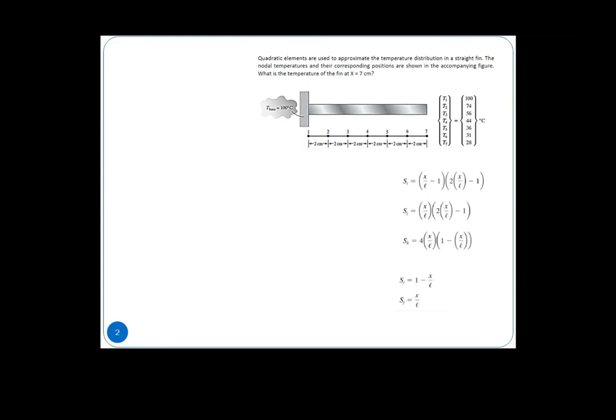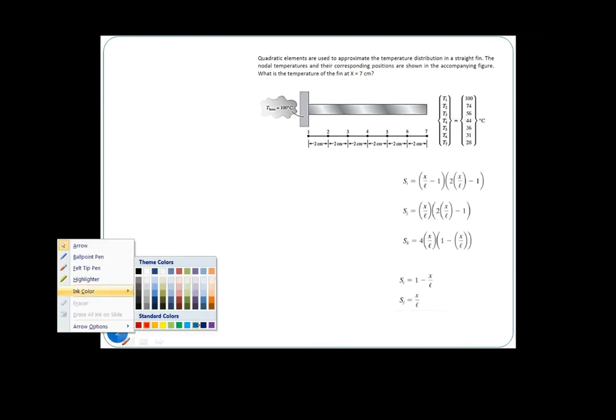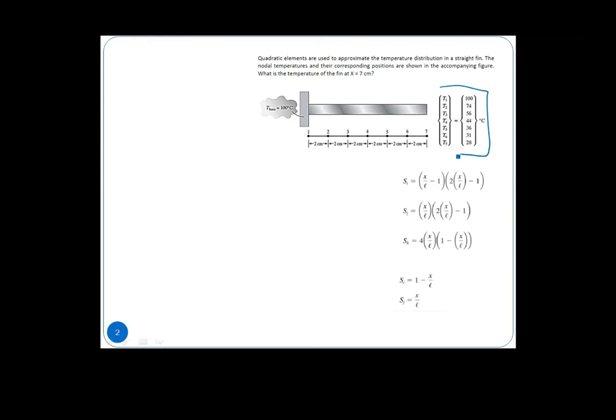So basically, if you look into these questions, you are using quadratic elements to approximate the temperature distribution. The nodal temperatures have already been given here, from node 1 to node 7. Now you're asked to use quadratic elements to approximate the temperature at x equal to 7 cm.